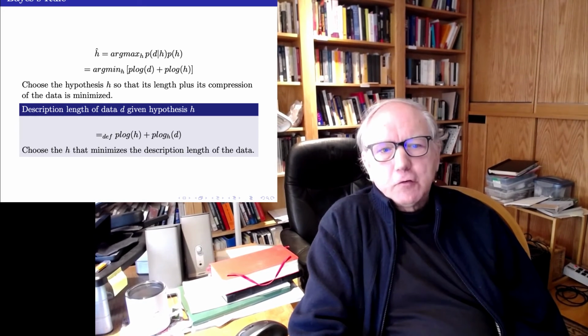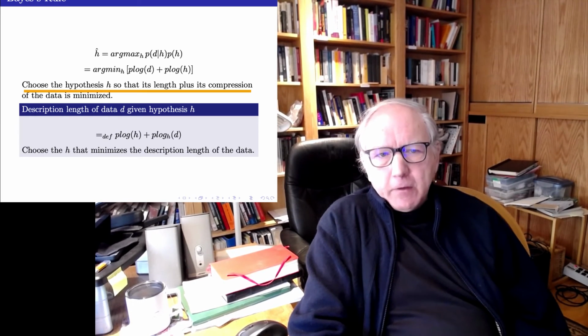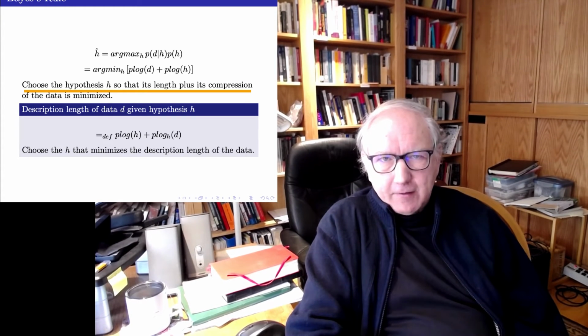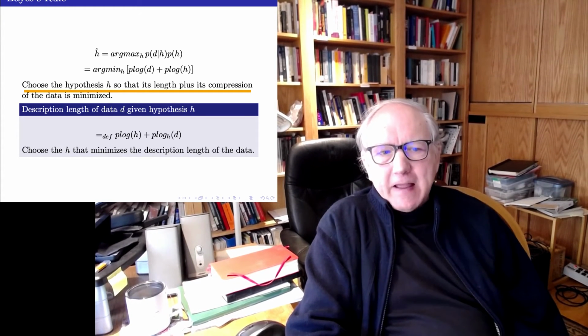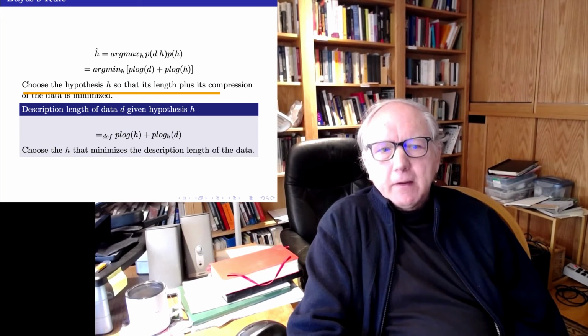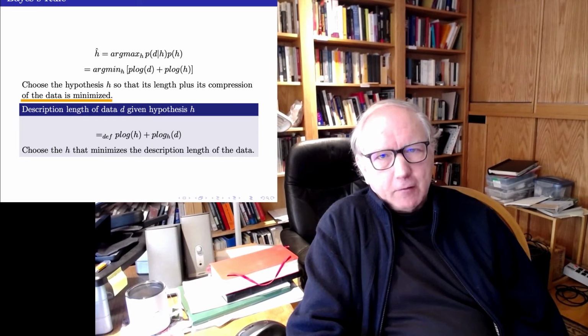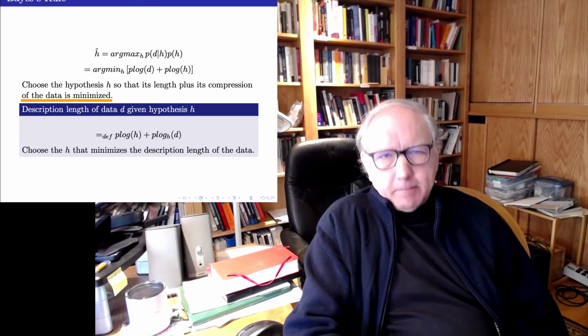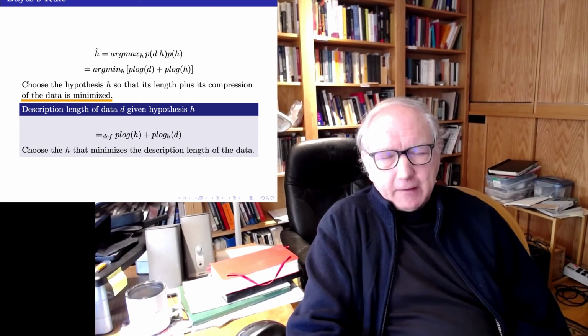Or as I wrote there, choose the hypothesis H such that its length, I'm going to tell you why length comes in here, its length plus its compression of the data is minimized. And of course I have to explain that too. What does this mean, the compression of the data? Okay, that's the concepts that lie behind those terms.